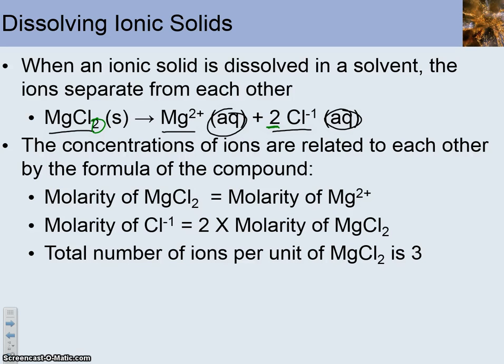Now, this doesn't follow the Brinkelhoff rules. That's only if we were talking about the element. In this case, we're dealing with ions. So the concentrations of those ions are related to each other by the formula of the compound. In this case, the molarity of MgCl2 would be equal to the molarity of the Mg, because there's a 1-to-1 ratio here. However, the molarity of the chloride would be twice the molarity of magnesium chloride, right? We've got a 1-to-2 ratio here. And the total number of ions per unit of magnesium chloride to dissolve would be 3. I've got 1 magnesium ion and 2 chloride ions for every magnesium chloride formula unit that gets put into there.